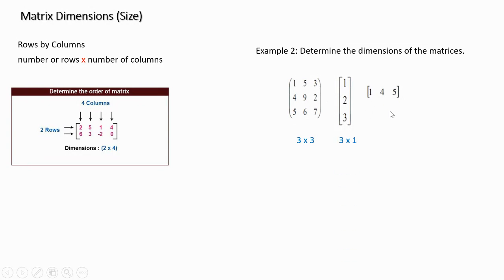Okay, how about this one here? This will be, I'm sorry about that, this will be a 1 by 3, right? Because the first are the rows, and the second one will be the columns. So this one here will be 3 rows and 1 column. And the third matrix is going to be 1 row and 3 columns.